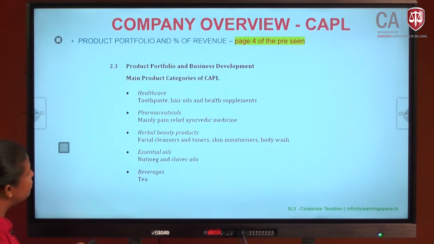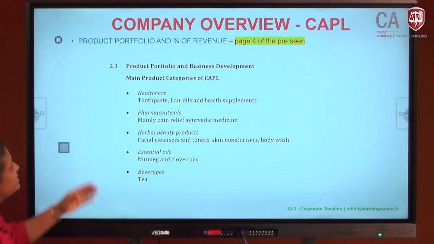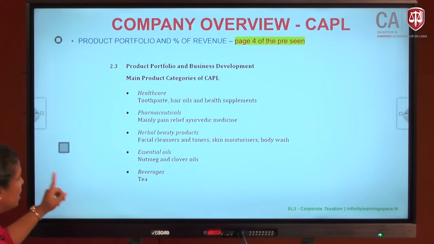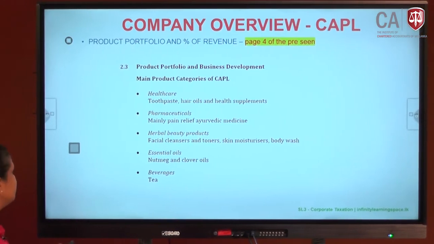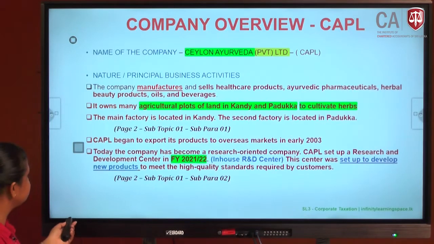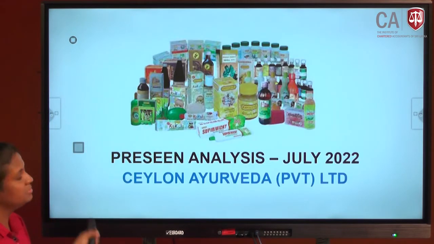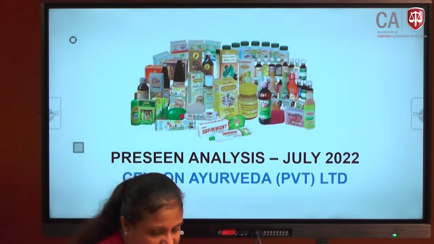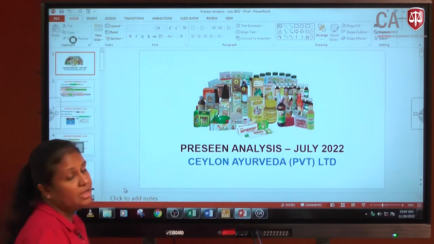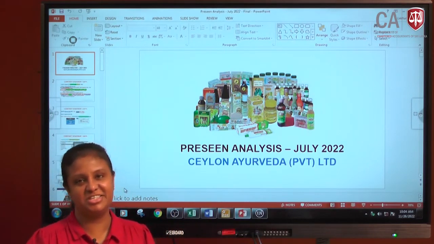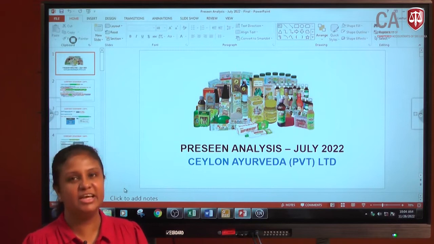Then this information is more than enough, and these are the revenue categories: healthcare, pharmaceutical, herbal beauty products, essential oil, and beverages such as tea. This is more than enough for you to go with the pre-seen and this particular unseen question with the calculation for the 30 marks.